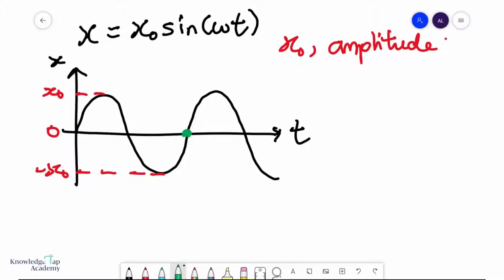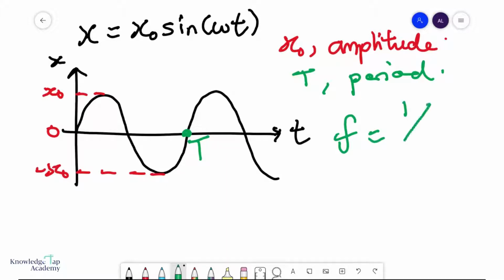Now also we have these points over here. This is the time taken to complete one complete cycle. We typically call this the period, or big T period. And some other terms that you might want to be familiar with, of course, is also the frequency of the SHM, which is the number of complete oscillations per unit time, and is typically given as 1 over big T.